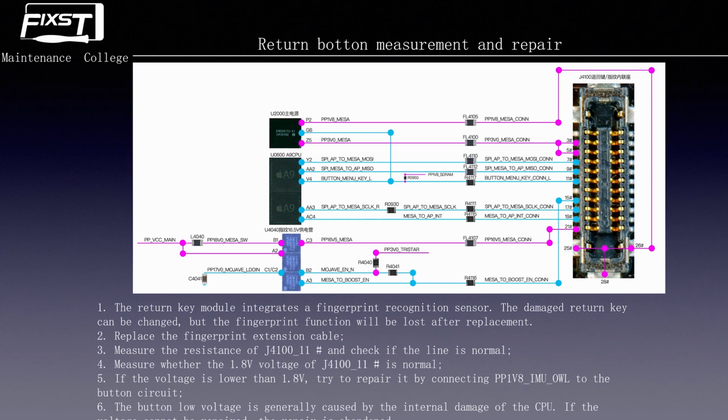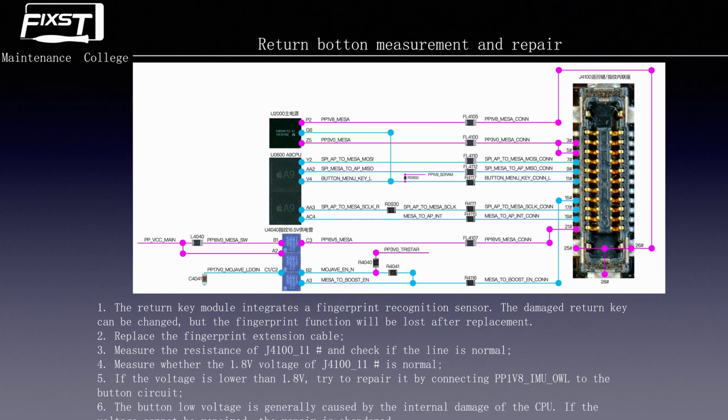We need to test the resistance of the J4100 pin 11, and check whether this line is normal or not. After that, if it is normal, we need to test whether the 1.8 voltage of pin 11 in this connector is normal or not. If this voltage is lower than 1.8 voltage, we need to try to repair it by connecting the PP1V8_IMU_OWL line. Make a jumper to this circuit to try to let the voltage of this line become normal.